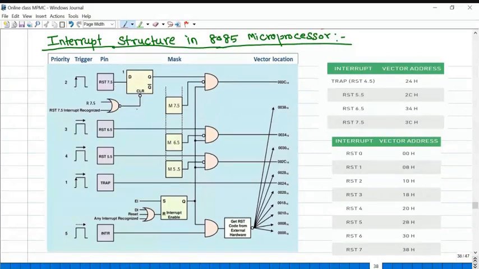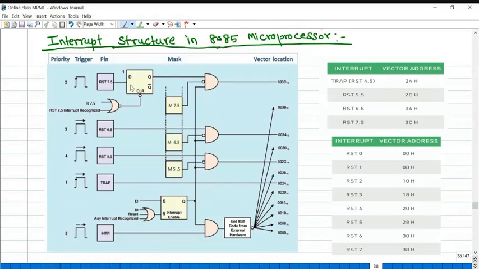Yesterday some students asked why only RST 7.5 has the D flip flop and why not 6.5, 5.5, TRAP and the others. TRAP doesn't have any internal circuit because it is always enabled. 6.5, 5.5 and INTR are level triggered. RST 7.5 is the only edge triggered one. So we need a short pulse sufficient to activate the RST 7.5 request. It is positive edge sensitive and can be triggered with a short pulse.